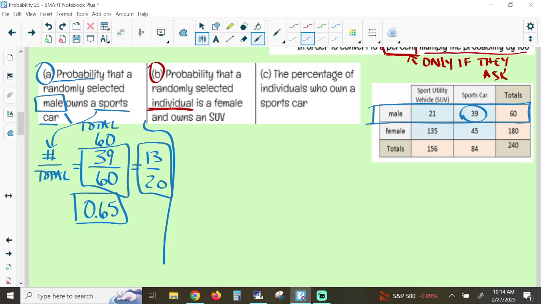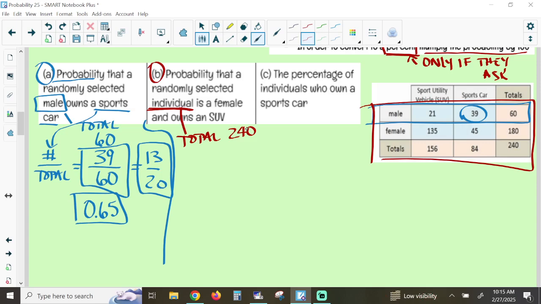So individual means everybody. So I'm taking from the whole table, which means my total is going to be what? Okay, my total is going to be 240. Remember, the bottom number, the total, is the hardest one, the most often messed up, besides the ands and the ors that you still don't want to get in your heads. So the individuals are 240. We want the probability that a randomly selected individual is female and owns an SUV. So we want female and SUV.